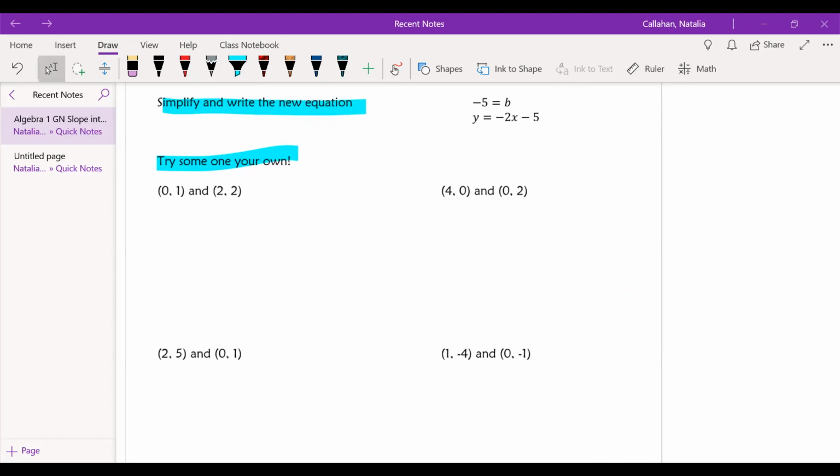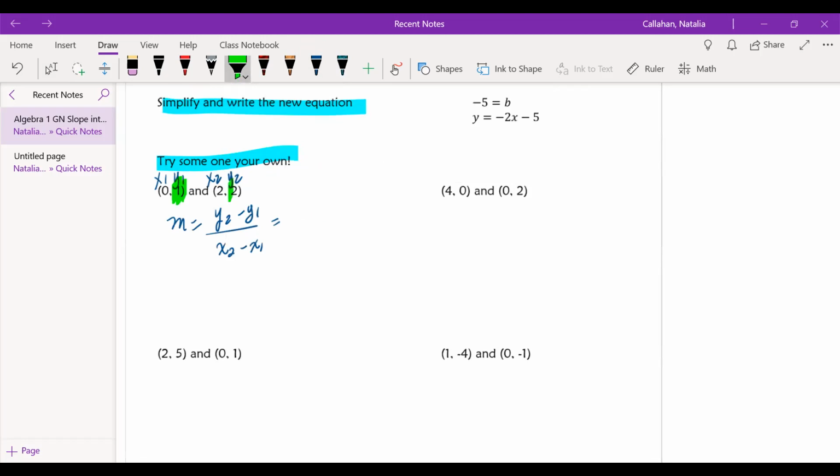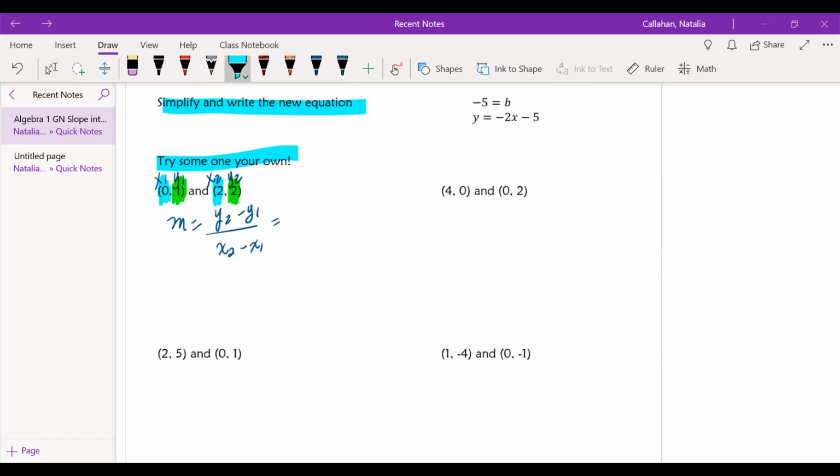Our job is to figure out what the equation is, but unfortunately they don't give us any clues, so we have to find the slope first. So let's label x1, y1, x2, y2. Your slope is y2 minus y1 over x2 minus x1. If I plug things in, it's going to be y2 minus y1 and x2 minus x1. So I'm going to have 2 minus 1 over 2 minus 0. That's 1 over 2. That's my slope.